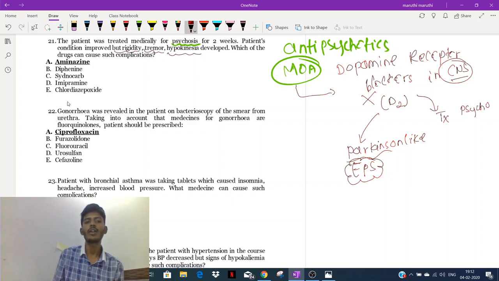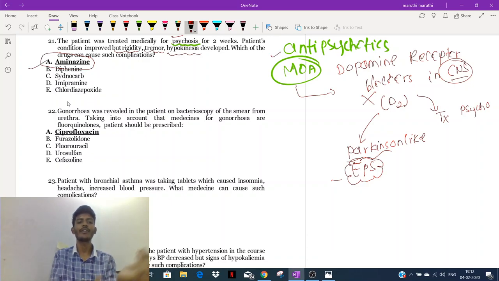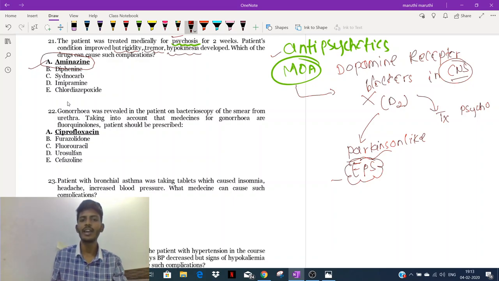Now, which of the following drugs will cause this? So he had psychosis and the extrapyramidal symptoms developed. So we need to find an antipsychotic drug. Amphetamine is a type of antipsychotic drug which causes these side effects. So among the given options, the only important drug which causes these extrapyramidal symptoms so strongly is amphetamine. Okay, so this is the story of our amphetamine.